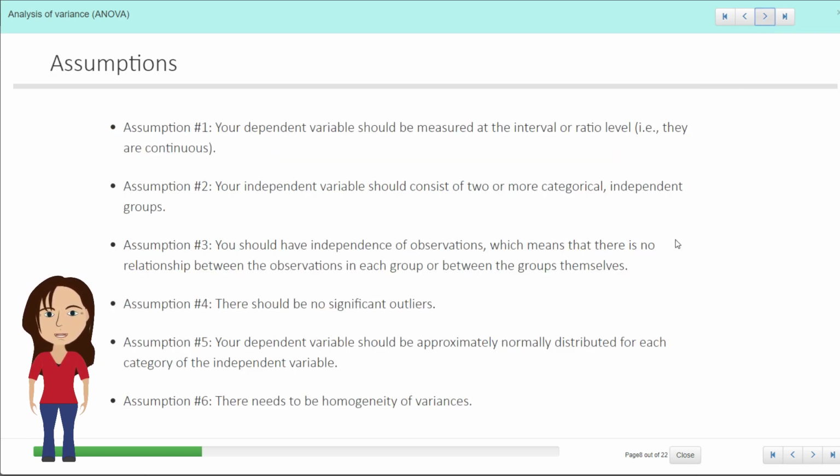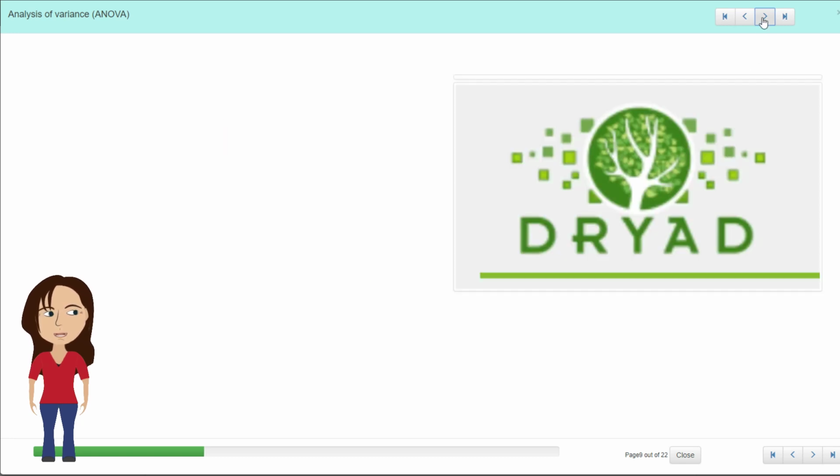The first 3 assumptions are about whether or not you've got the right data and how well your experiment is set up. So we should have a continuous outcome compared between 2 or more independent groups. All our observations should be independent. And then the last 3 are what we would actually check statistically, or with graphs anyway. There should be no significant outliers, approximately normal data, and approximately equal variances.